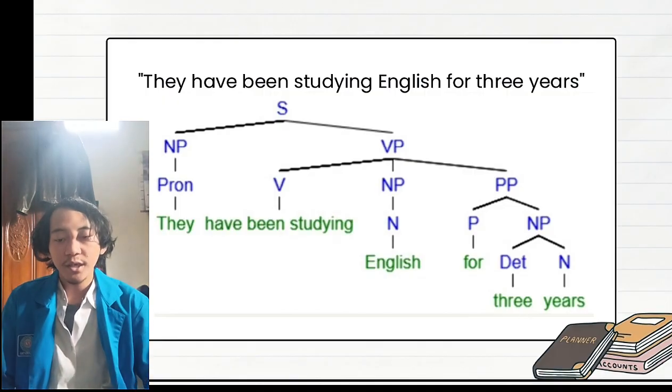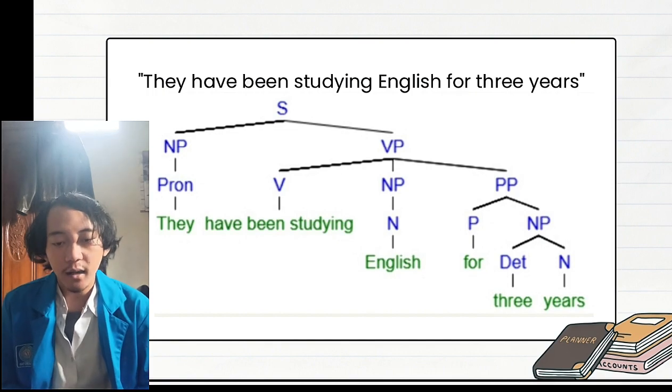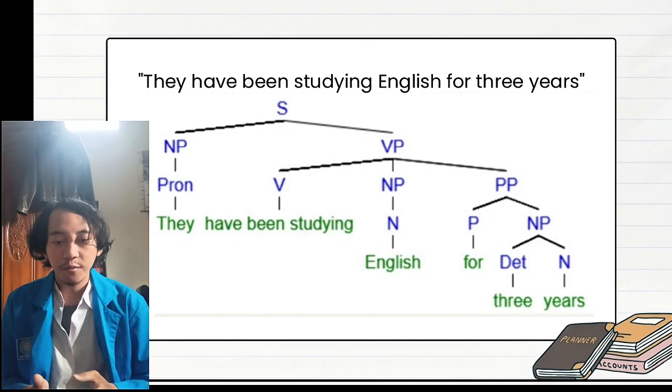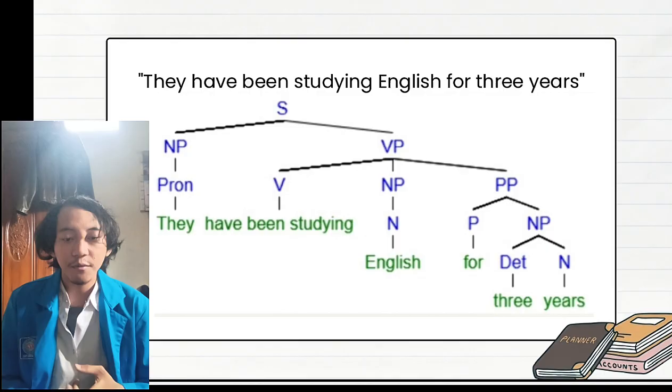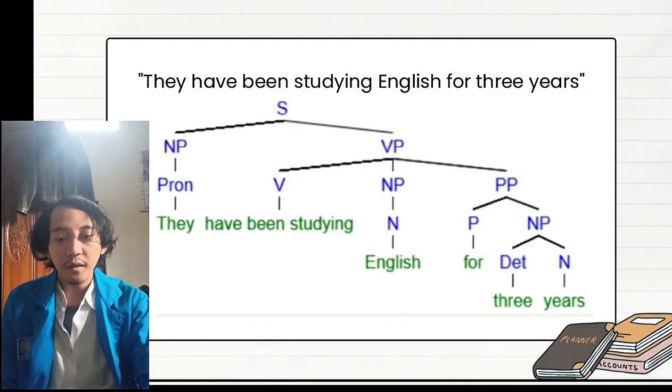For the classification of noun phrase, there is they. They is a pronoun. And now the classification of verb phrase: have been studying is verb, English is a noun, for is preposition, three is determiner, and years is noun.